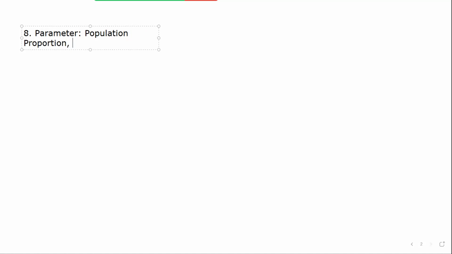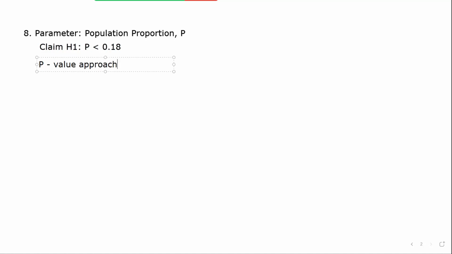Okay. Population proportion P, we know that. We know what our claim is. We just went over that. So our claim is less than 18%, which means it's H1: P is less than 18%. And we're going to be doing the test in a minute. We're also going to be doing the p-value approach. This is a good one for that reason, because I haven't shown you a problem using the p-value approach, but we're doing the p-value.